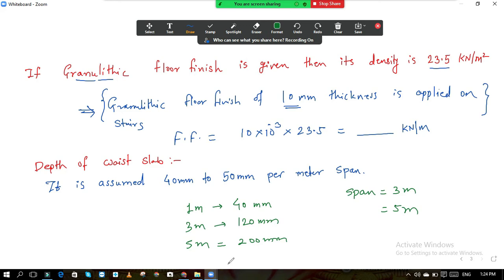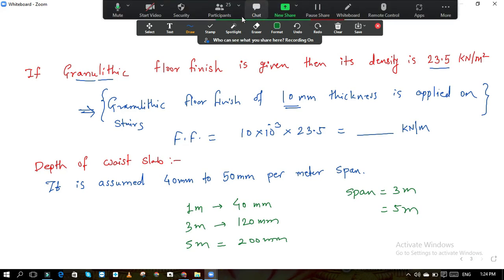How to take the load and how to consider the depth of the waist slab. Is it clear? Anybody is having any difficulty in this? Let me know fast. I am waiting for your reply only.